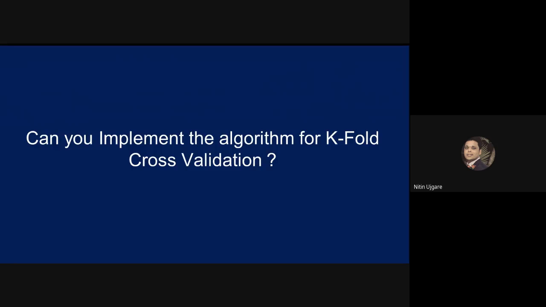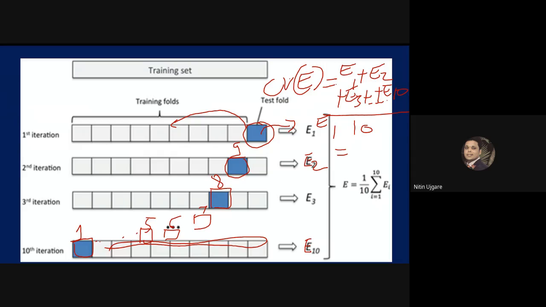I have given you the steps of k-fold cross validation. So these are the steps of k-fold cross validation. Can you implement them? Can you implement the k-fold cross validation algorithm based on this procedure? Yes or no?